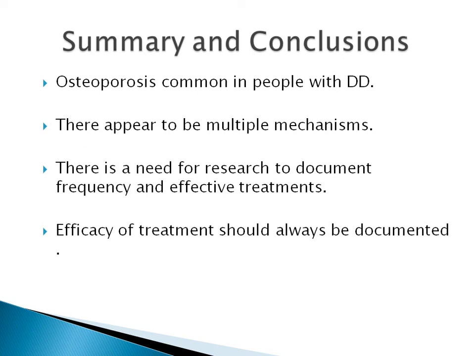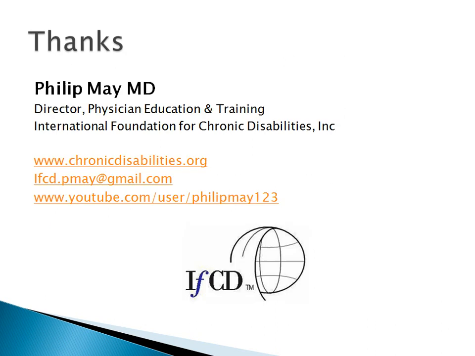So in conclusion, osteoporosis is common in people with developmental disabilities. There appear to be multiple mechanisms. There's a need for more research to document frequency and effective treatments. The efficacy of treatment should always be documented with bone mineral density, and in my opinion, bone turnover markers should be obtained. And of course, whatever your treatment is, make sure there's plenty of calcium and vitamin D to make sure that the basic elements are there for bone to become healthier.